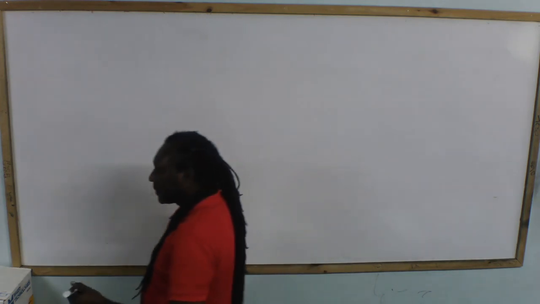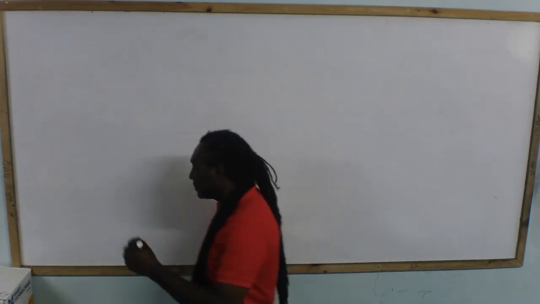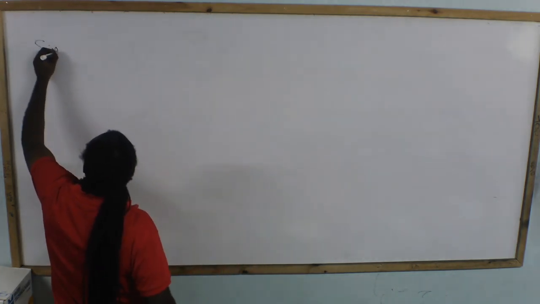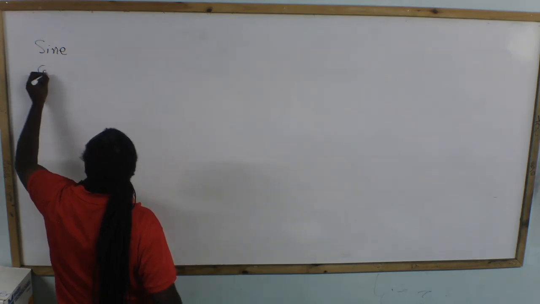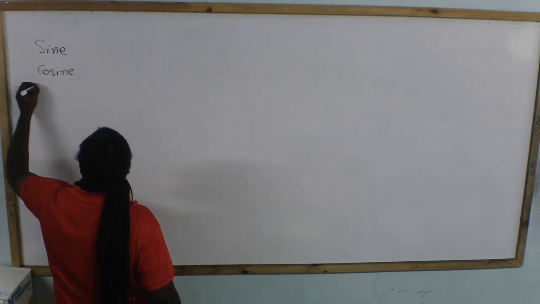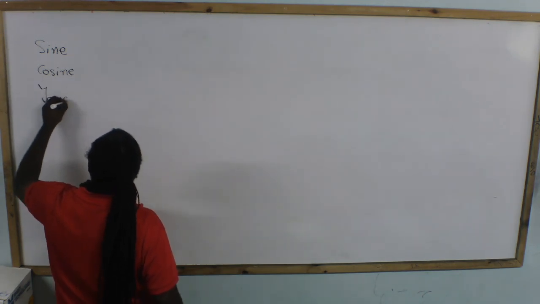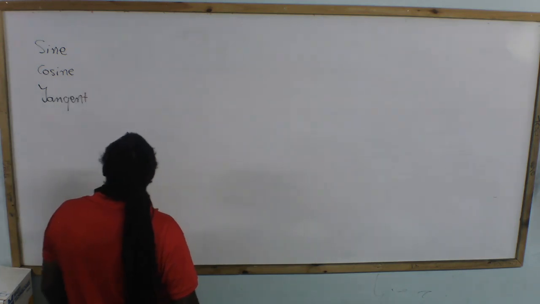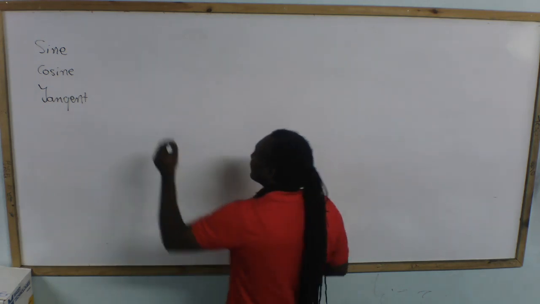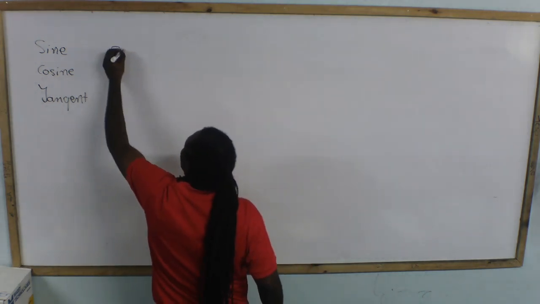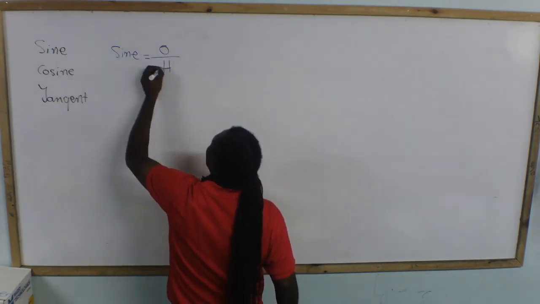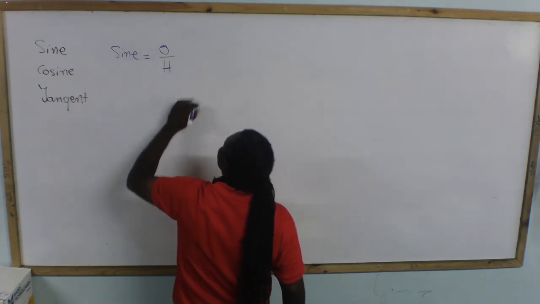Alright. For your trig ratios, we have sine, cosine, and tangent. Right. And we define sine as what? Sine is equal to opposite over hypotenuse.